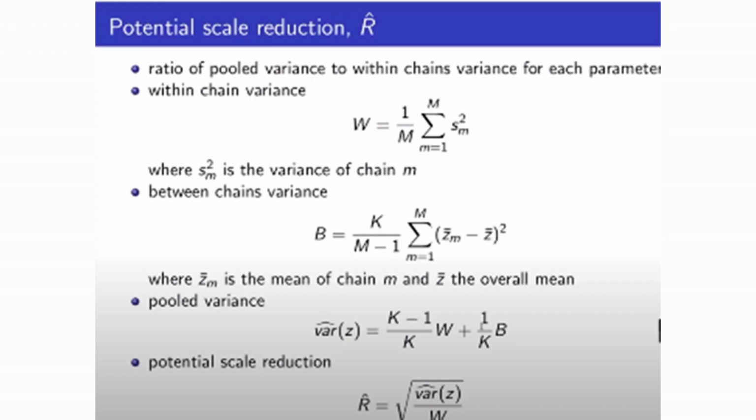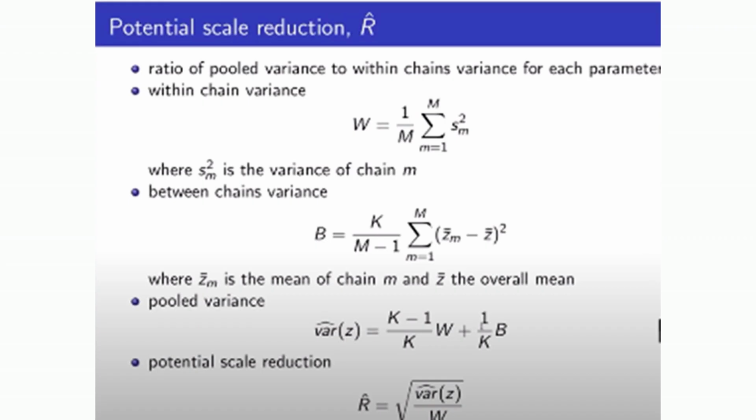To calculate this, we first define the within-chain variance as the sum of the squares of the parameter deviations from their mean within a chain. We compute this variance for each chain M, then take the arithmetic mean of these variances across all chains to get the within-chain variance measure W. For the between-chain variance, we compare the mean parameter value in each chain with the overall mean, square these differences, and divide by the proper number to get the between-chain variance measure.